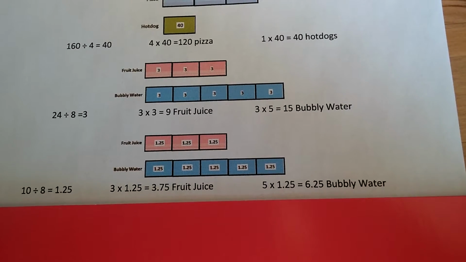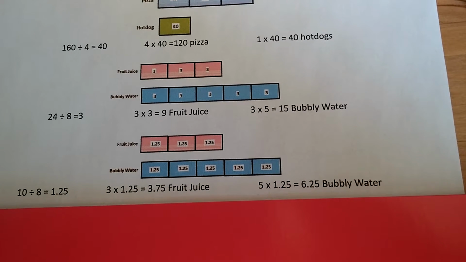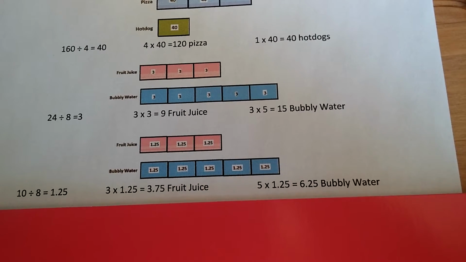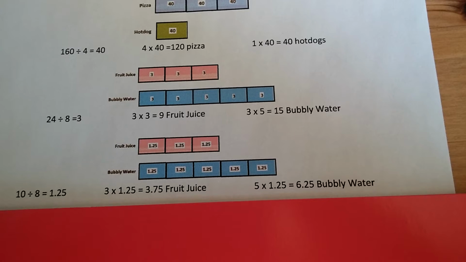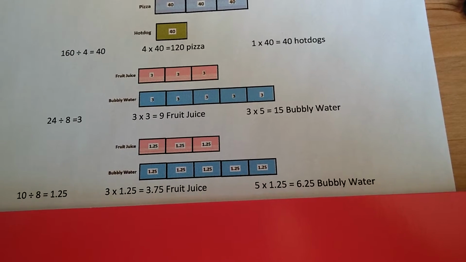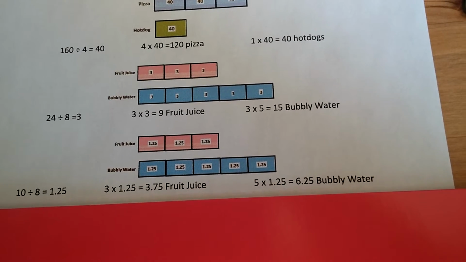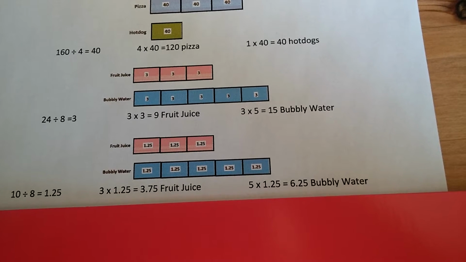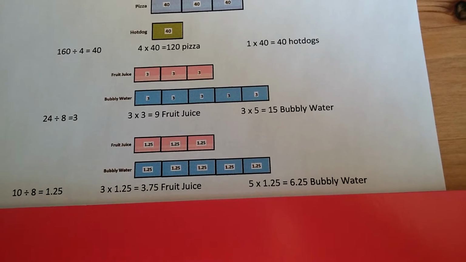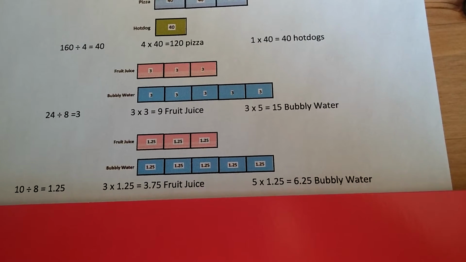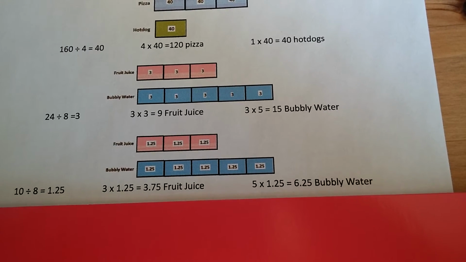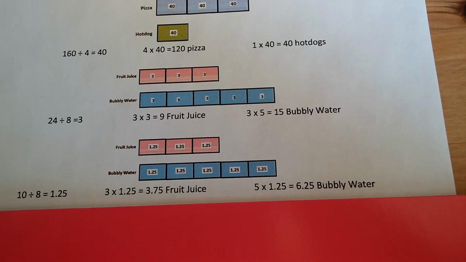And for the second one, what we do is we divide 10 by 8, and it gives us 1.25. And then we substitute that, and we find that the fruit juice is 3 times 1.25, which equals 3.75 for fruit juice, and for bubbly water, we multiply 5 times 1.25, which equals 6.25 for the bubbly water.